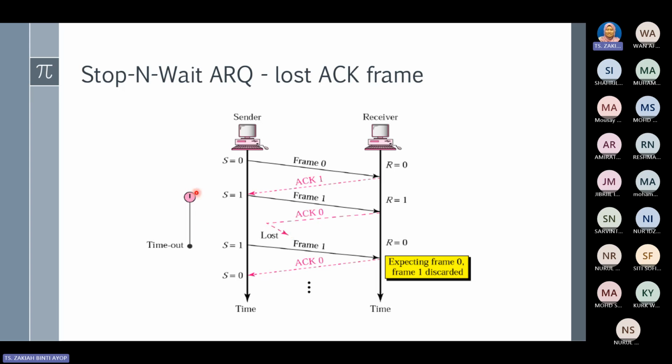So by the time the timer times out, the sender would send frame 1 again. When the receiver checks, what it expects is frame 0, because R is equal to 0. So when it receives frame 1, it would discard that frame and then send back acknowledgement 0 again. By this time, ACK0 is successfully received by the sender.